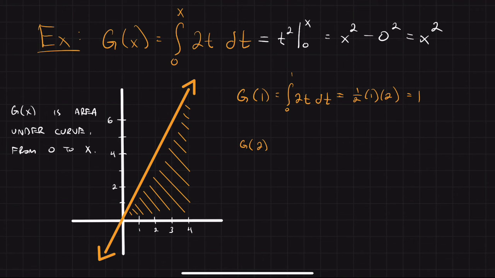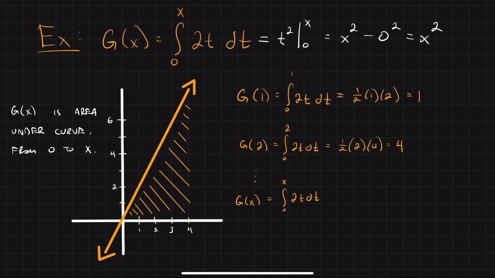If we find G of 2, that would be the integral from 0 to 2 of 2t dt. That'd be the area of the triangle with a base of 2, and the height would be twice the base, so the height is 4. So G of 2 would be equal to 4.